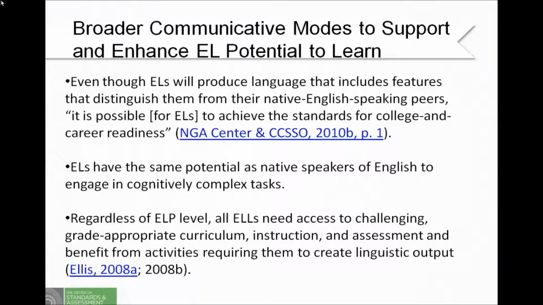So regardless of the ELP level, all ELLs need access to challenging, grade-appropriate curriculum, instruction, and assessment, and benefit from activities that require them to create linguistic output.